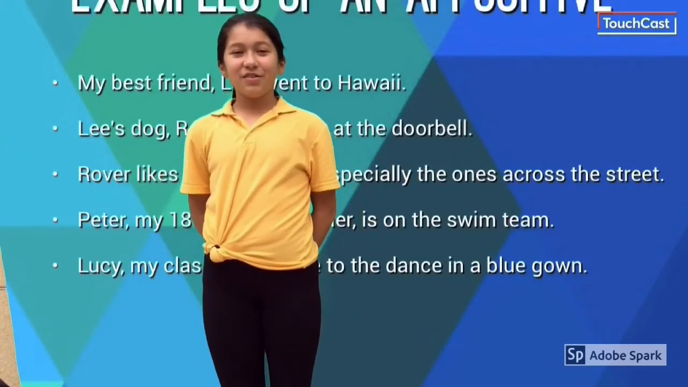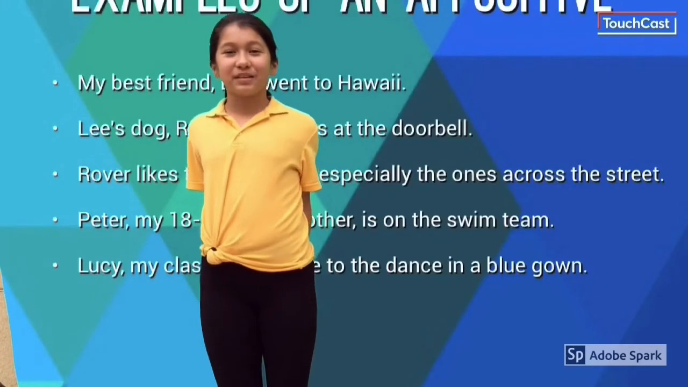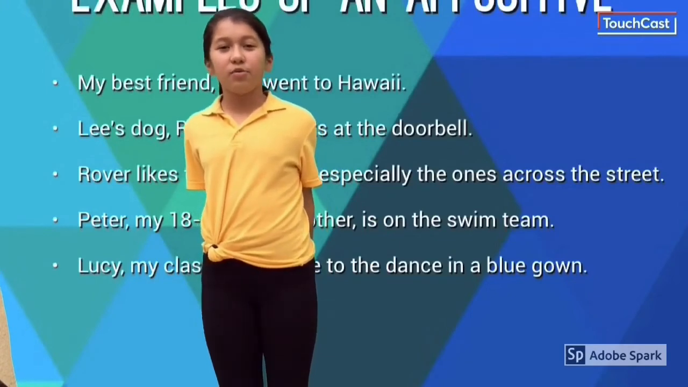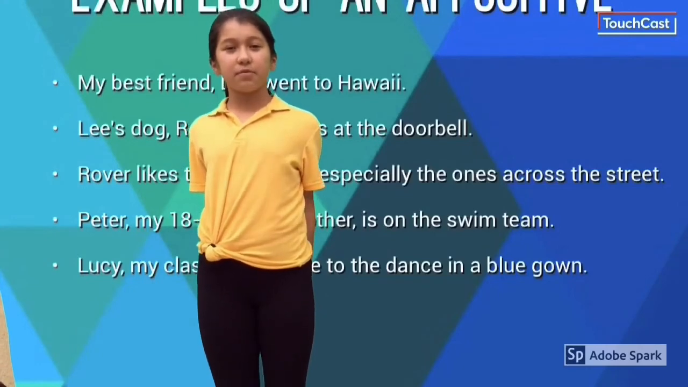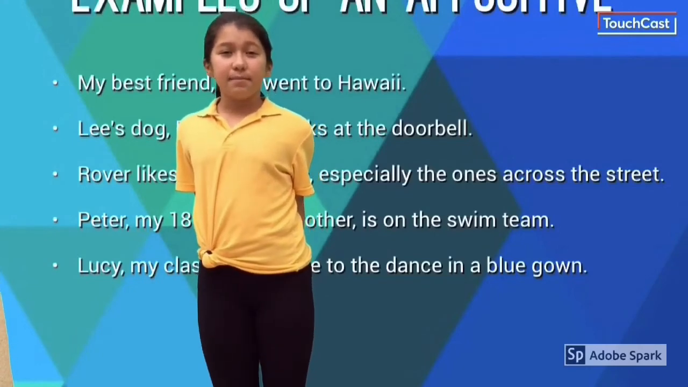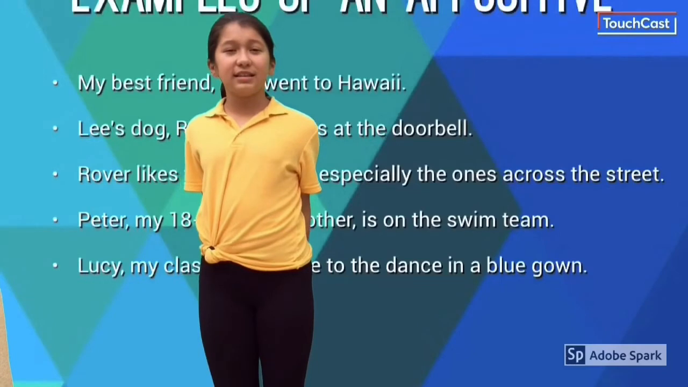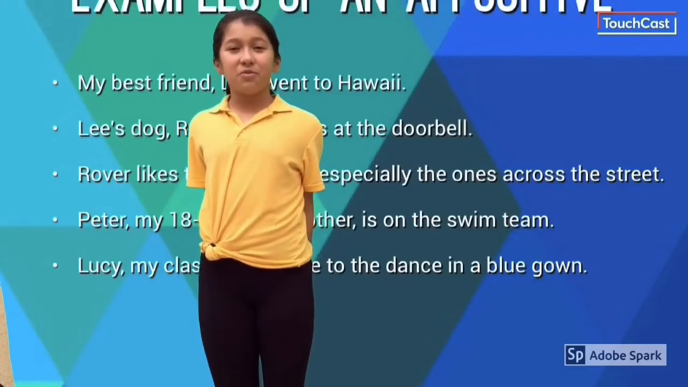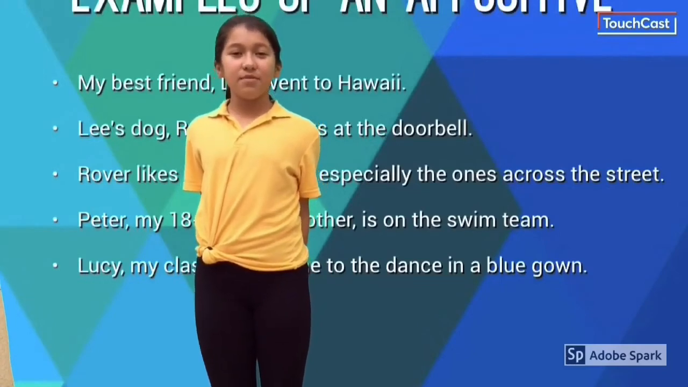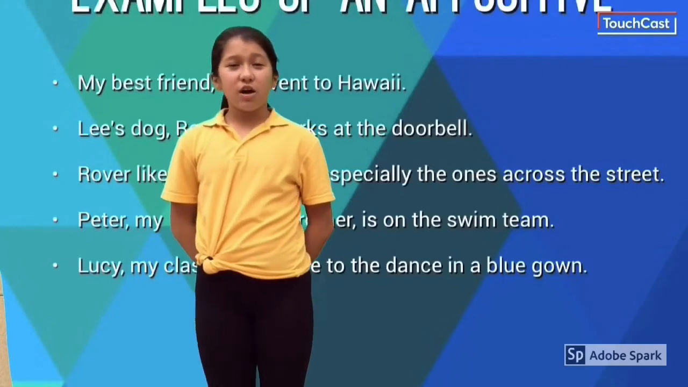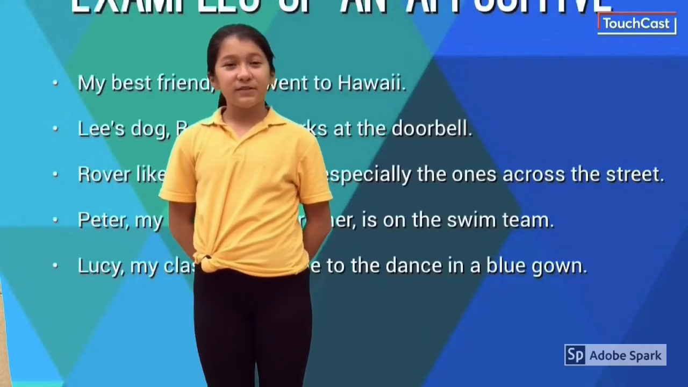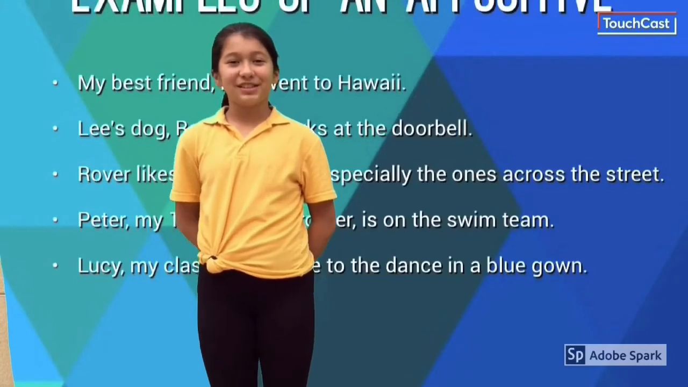Okay, so the first example is Lee's dog, comma, Rover, comma, still barks at the doorbell. Here's another example. My best friend, comma, Lee, comma, is going to Hawaii. And our last example is Michelle, comma, best friend, comma, bought some new shoes.